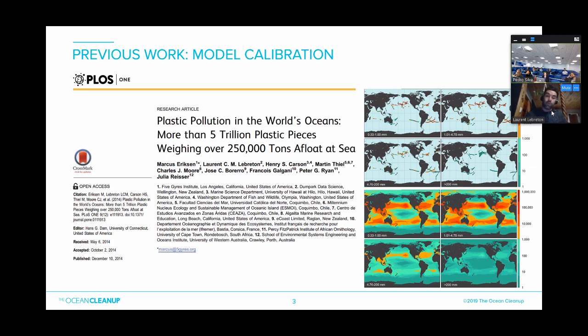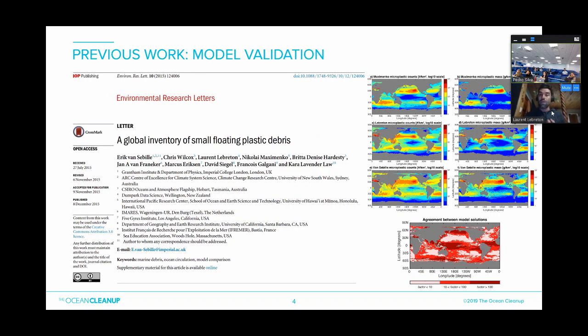In another paper later on, we worked with other modelers. At that time, there were three main global models that were proposed: one from Nikolai Maximenko, one from Erik van Sebille, and another one from me. We did the exercise we had done with Marcus Eriksen, only for microplastic data, and we tried to get the best estimates of surface accumulation from the three models.